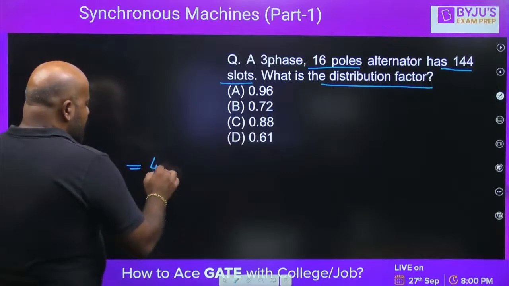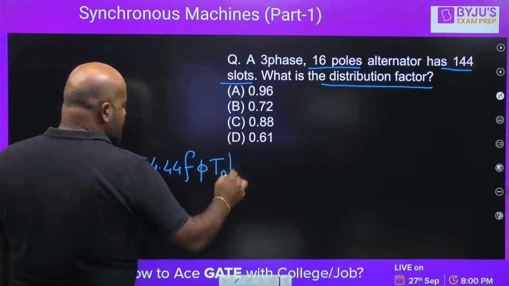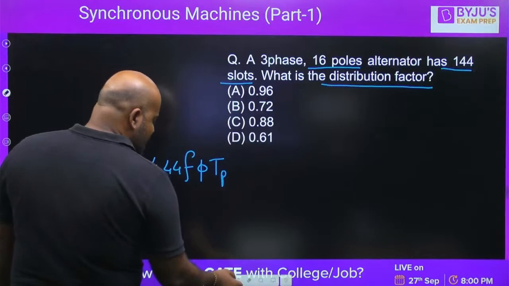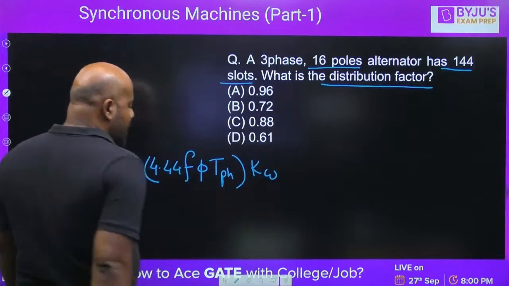Now you see it is having 4.44 F pi, and suppose this is number of turns per phase. Okay, and then we have one factor which we are calling as winding factor.